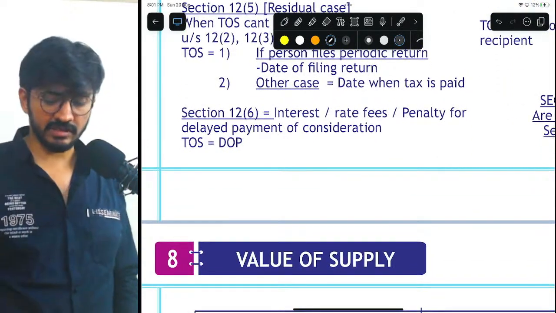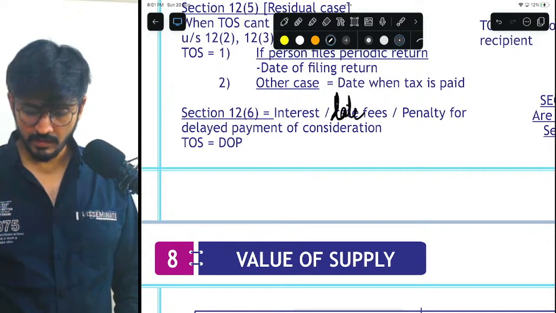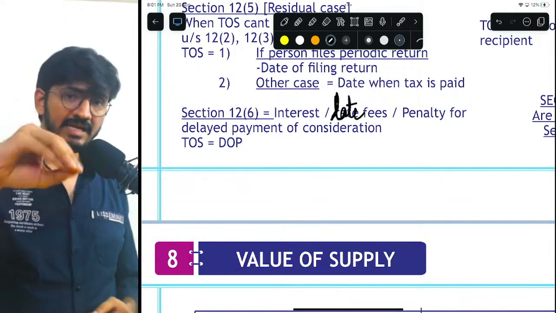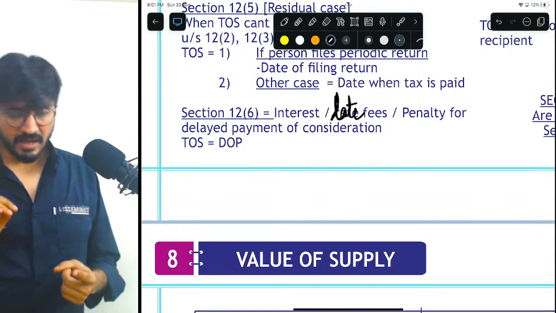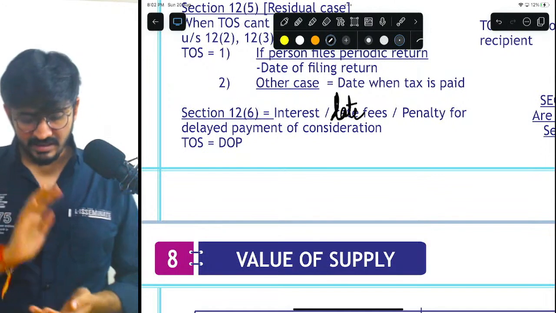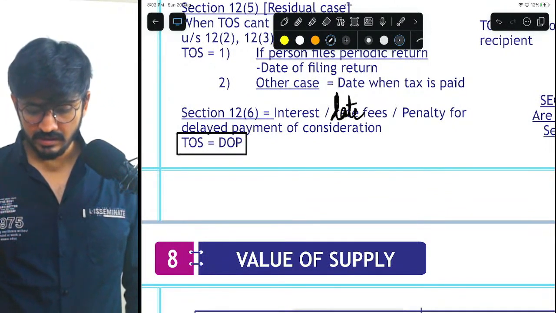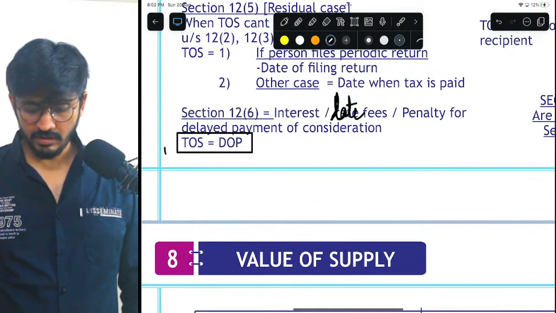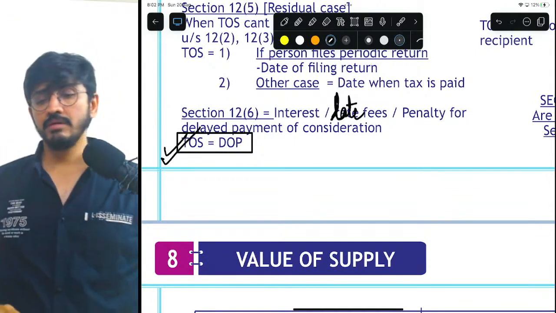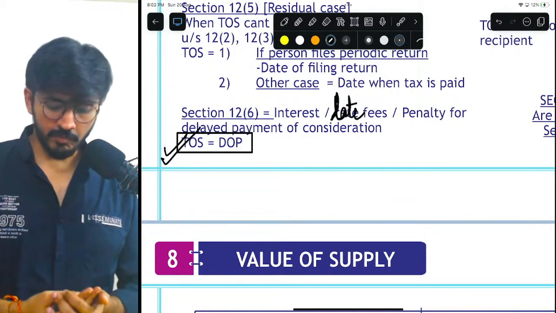Next is 12 subsection 6, interest, late fee, penalty for delayed payment of consideration. In this case, understand the time of supply that needs to be taken into consideration is that of the date of payment. I hope this is very clear, my dear friends, and I hope this makes sense.